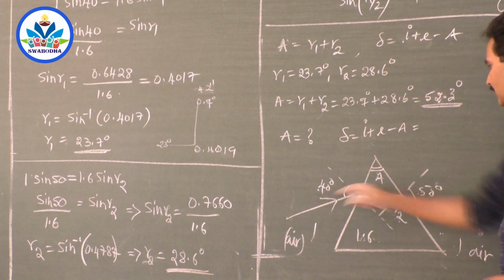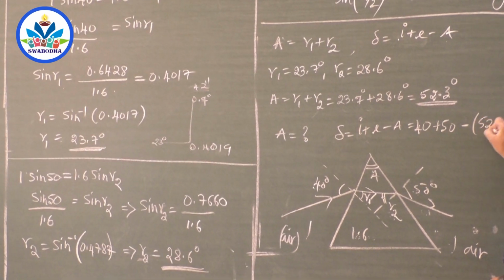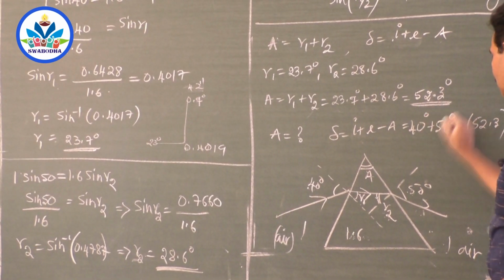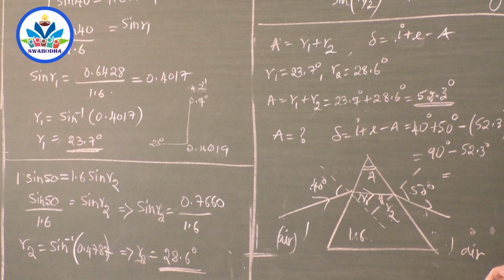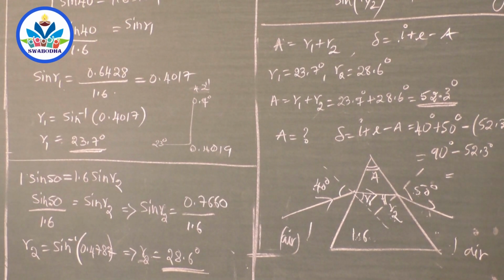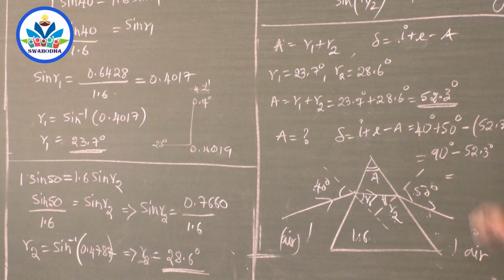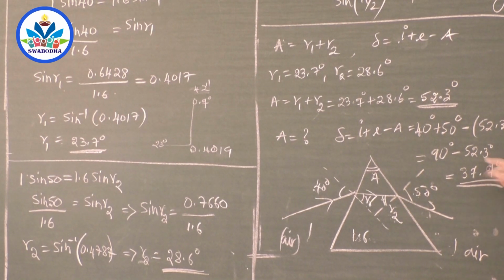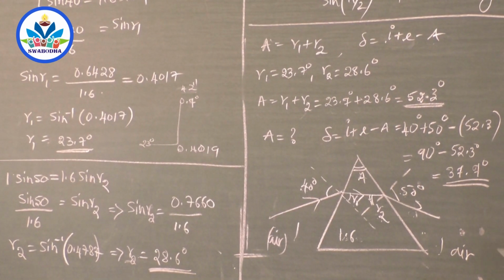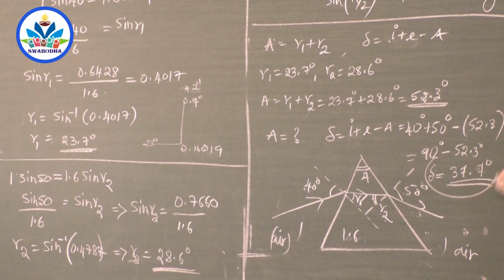I is 40, here we have E is 50 minus A, that is 52.3. So that is equal to 90 minus 52.3 degrees. If you subtract 52 from 90, it is somewhat like 38 degrees, right? Yeah, 38, but there is a point here, 37.7 degrees. Am I right? It's not 38, 0.3 is here, so 0.7 less. If you add this, yes, 37.7. This is the angle of deviation.